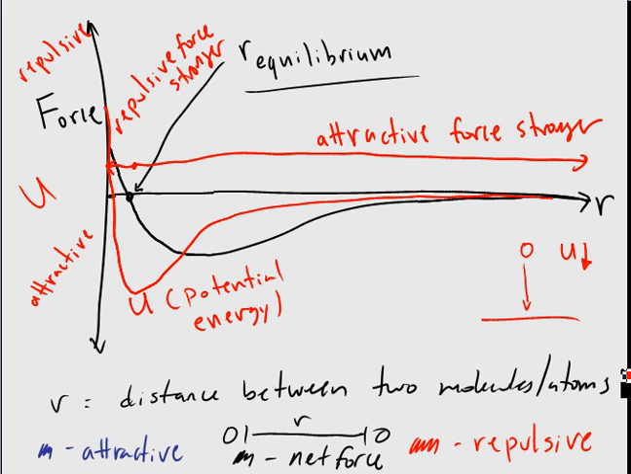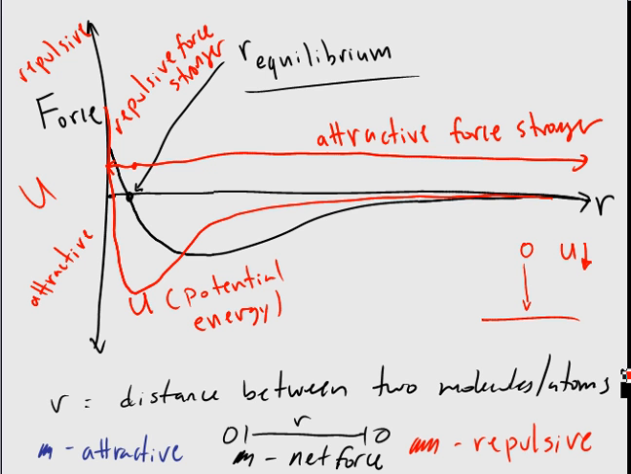And then for the repulsive force, it's the opposite. Now the repulsive force wants the molecules to get further apart. But if we start at a far distance and we move them closer and closer, as they get closer, they're going to start doing work against the repulsive force. And when you work against a conservative force, you gain potential energy.